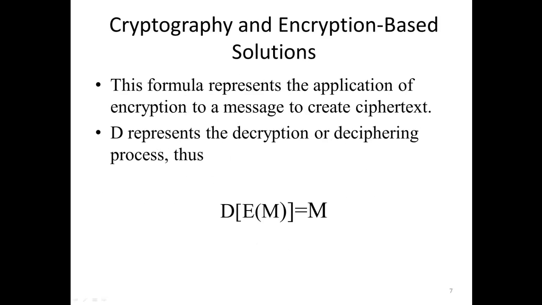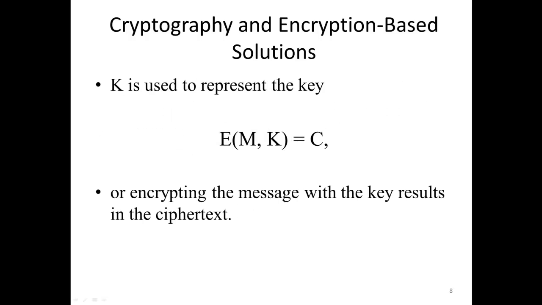And then, again, D represents the decryption or deciphering process. If we decrypt the encrypted message, we come back to the message itself. And then K, I always use to represent the key. The encryption process, message plus key equals ciphertext, or encrypting the message with the key results in the ciphertext.